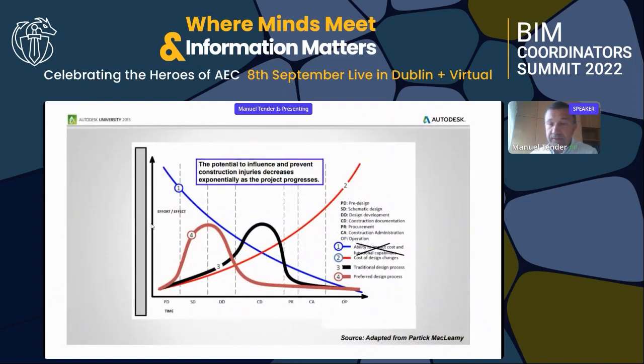We all know this graphic, and we all know that we can link it also to the idea that the potential to influence and prevent construction injuries decreases exponentially as the project progresses. So in the same way as we have the importance of being in the earlier stages of the design of the project, we also know that it's very important to integrate health and safety at that point.